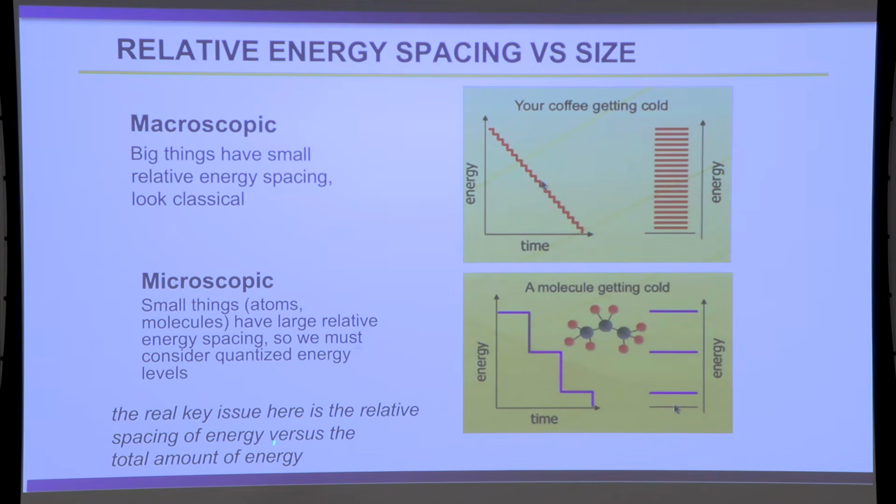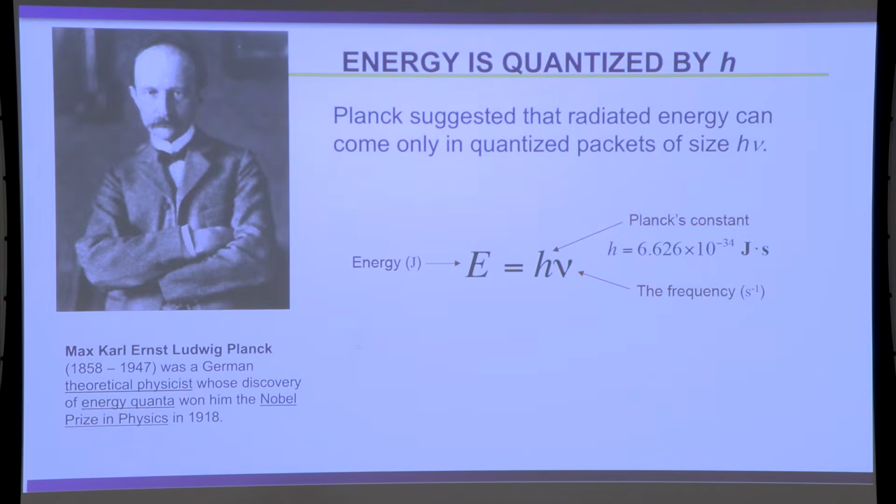So the key issue is the relative spacing of energy versus the total amount of energy. This is important. If you're here and you want to jump down, how can you jump down? What kind of energy are you releasing? Two points: the total amount of energy, but also the spacing between those levels. So how easy is it to go down in this state.